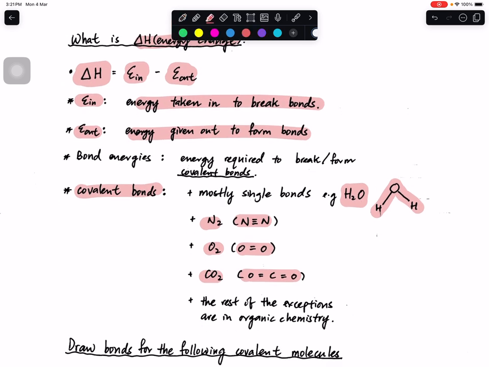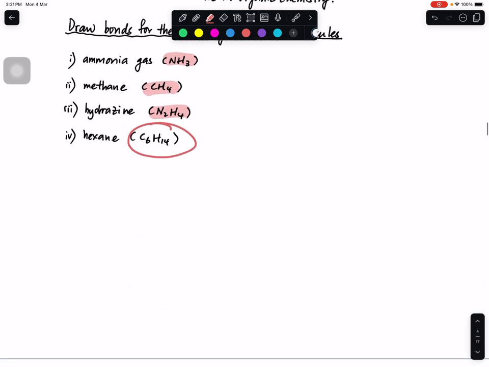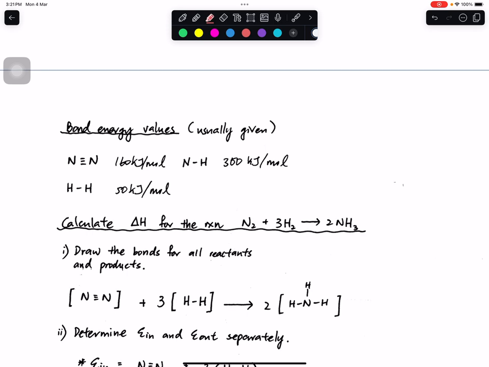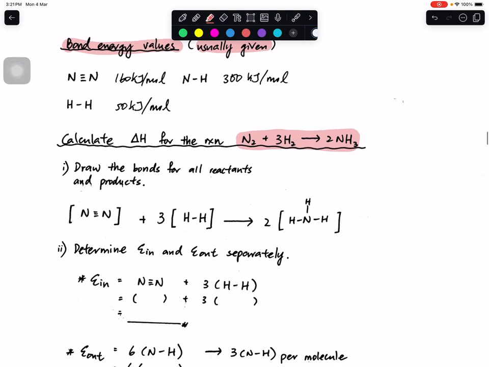Very good. Now that you have drawn this, let me show you how to use these drawings to help you solve a question. Here you will have bond energy values, which will usually be given to you already. This is the energy you need to break a certain bond. In the sample question, you have N2 + 3H2 to give 2NH3. Because they ask you to calculate your enthalpy change, your energy change, you must first draw out the bonds in N2, H2, and NH3.